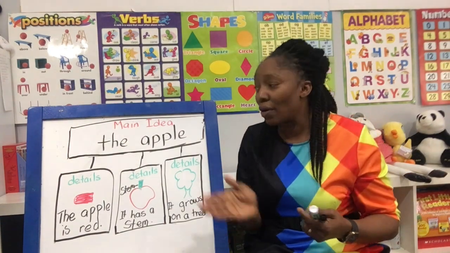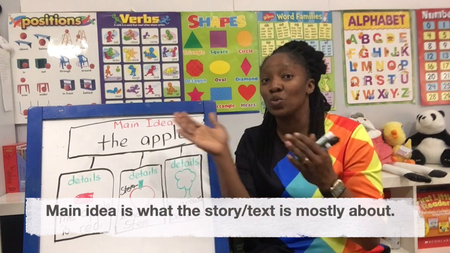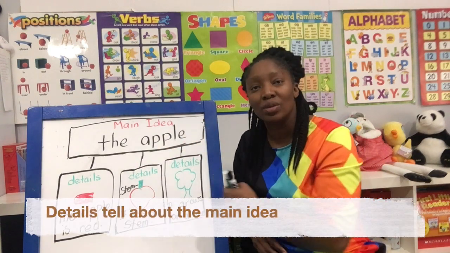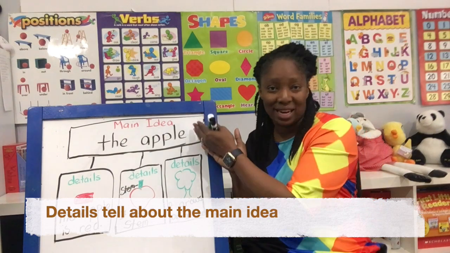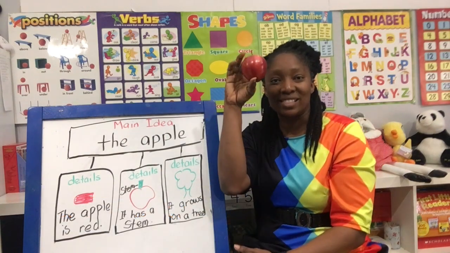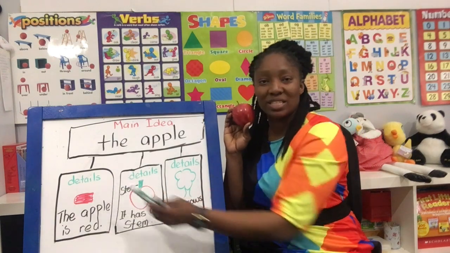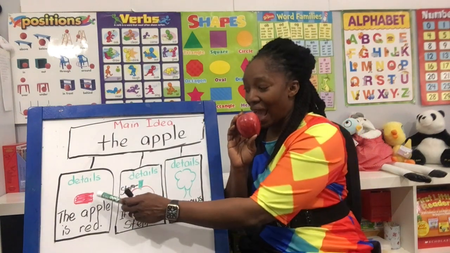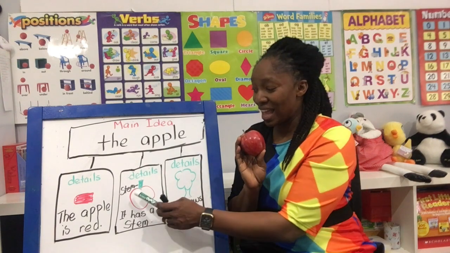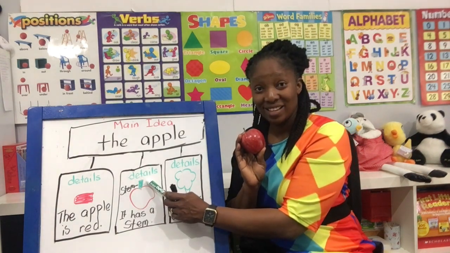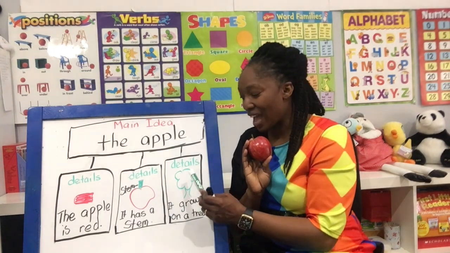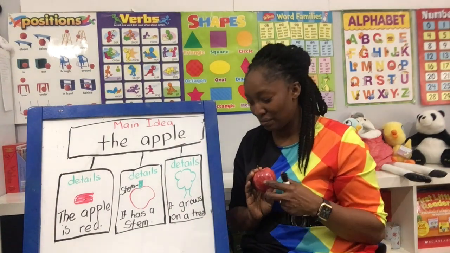details. Remember, main idea is what the story is mostly about, and the details tell about the main idea. So what was my main idea? Yes, the apple. What is one of the details? That the apple is red, and another detail is that the apple has a stem. And what's the other detail? Yes, the apple grows on a tree.